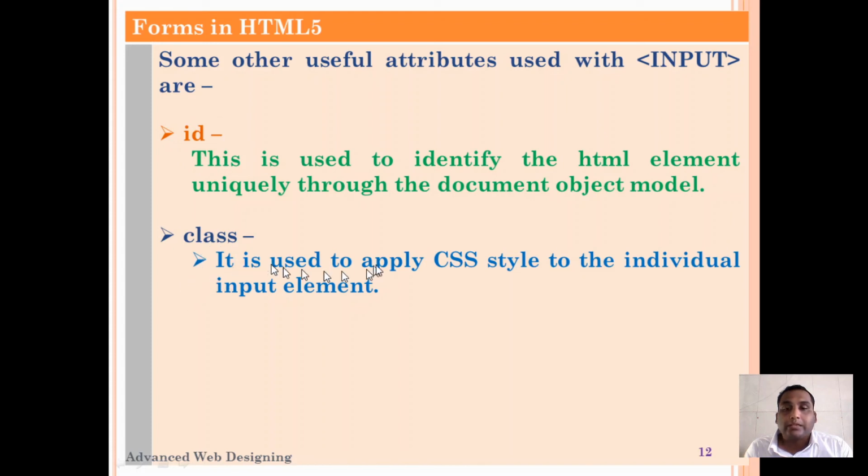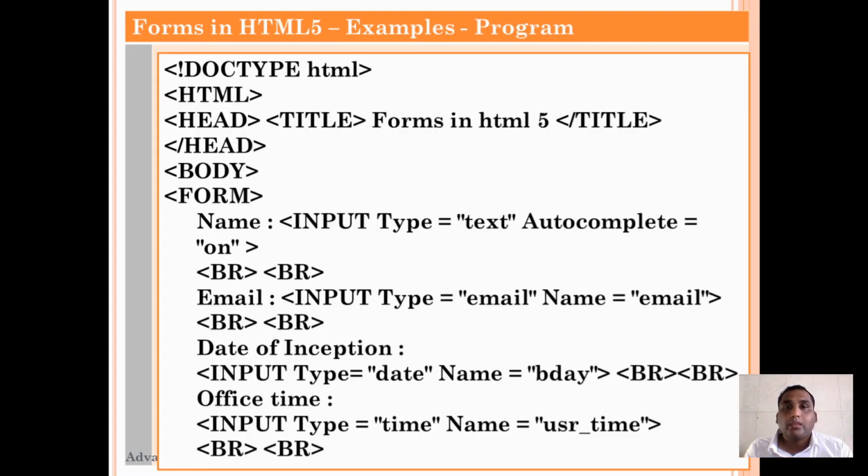Then I have class. It is used to apply CSS style to an individual input element. When we learn CSS, we will be learning more about what is class and what is ID. But ID and classes are also said to be universal attributes. Universal attribute means ID and classes are used for all the HTML elements, and not only with input elements. Okay, let us have a look at an example given in our textbook.